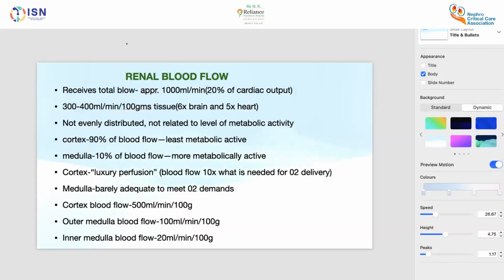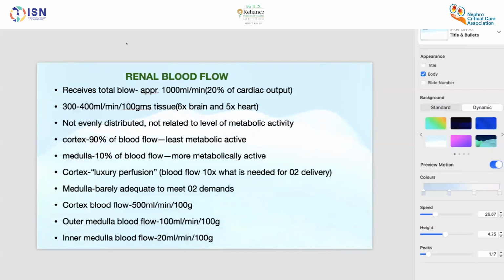The renal blood flow: the kidney receives a total blood flow of approximately 1000 ml per minute, that is 20% of the cardiac output. That is 300 to 400 ml per minute per 100 grams of tissue. It equals 6 times that received by the brain and 5 times that received by the heart.